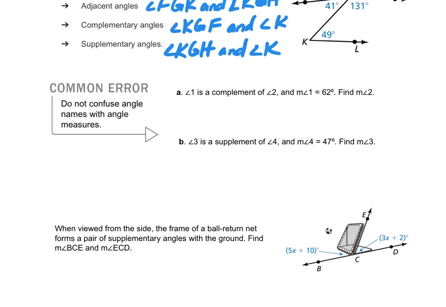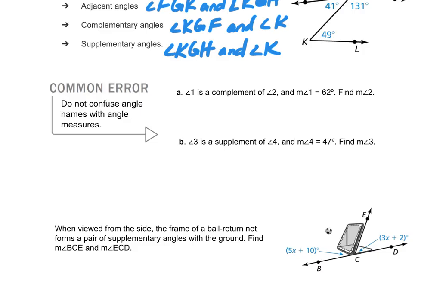Okay, don't confuse name with angle measures. When we talk about angle 1 and 2 here, we're just naming angles 1 and 2. We're not saying that is the measure of the angle. If I want to talk about a measure, I always got to put a degree symbol on it. In this case, 1 and 2 don't have degree symbols on it, right? 62 has the degree symbol.